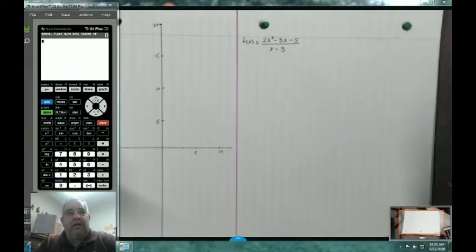Okay, so now we're going to try and solve one that has an oblique asymptote, which we didn't do in class. The function is 2x squared minus 3x minus 5 over x minus 3. Let's see how it goes. The first thing we're going to do is talk about the domain of the function.